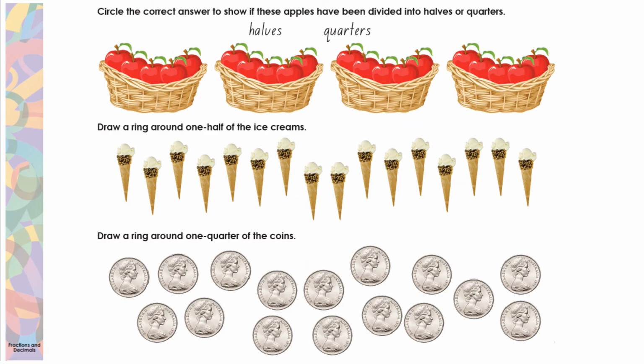Right, once again, here's a picture of what you'll find on the Jamboard, and at the side, once again, I've got counters if you'd like to use them to help you. So you can count things up and replace all the items with a counter, and you can move them around to help you divide them into halves and quarters. Our first one is, you have to circle a word, either halves or quarters. Have the apples been divided into halves or quarters? Number 2, draw a ring around 1/2 of the ice creams. Number 3, draw a ring around 1/4 of the coins.